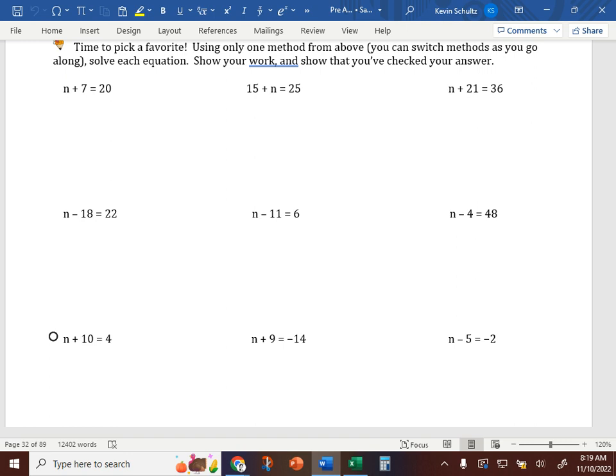It says time to pick a favorite using only one method from above or from the previous page. You can switch it up as you go; solve each equation. If you want to do one with logic, write the question, answer it. If you want to do one with fact families, write the family members, circle the most helpful one, answer it. Or if you want to use opposite operations, you can use that too. Opposite operations is the one we're going to use most going forward, so I'd recommend it, but you can use any of the three.